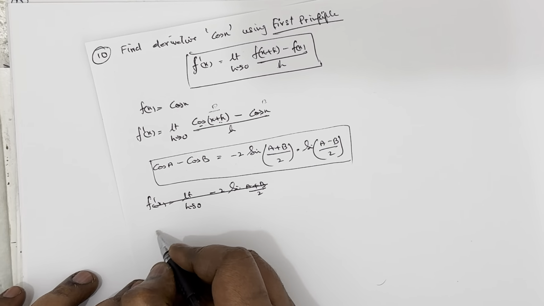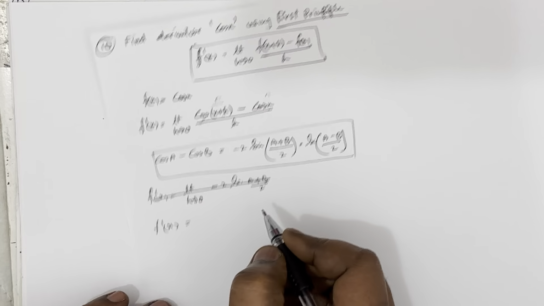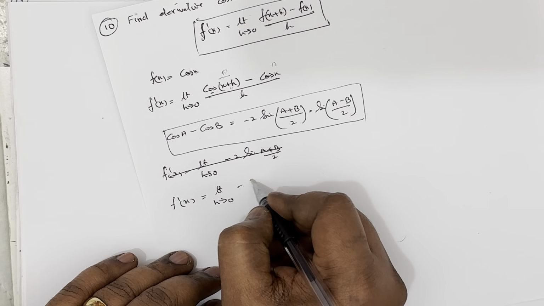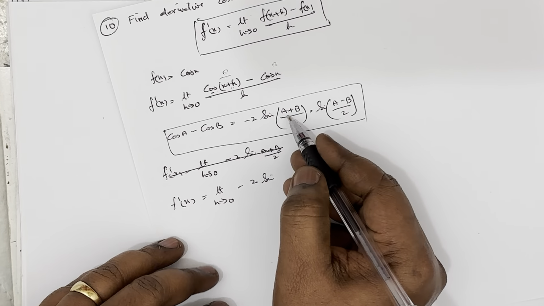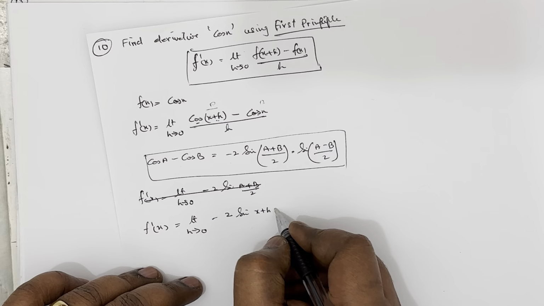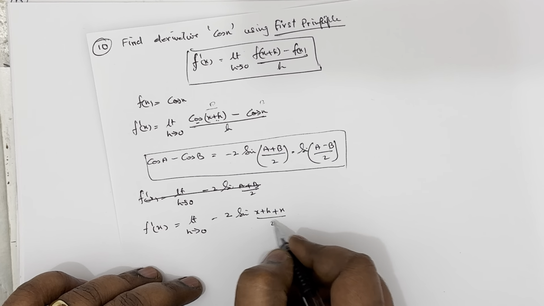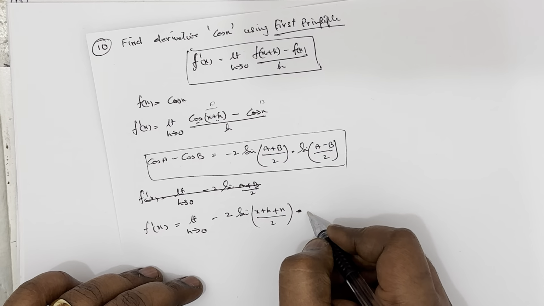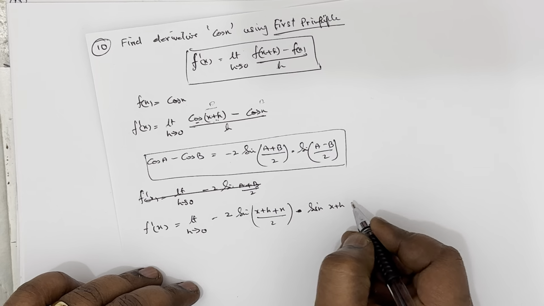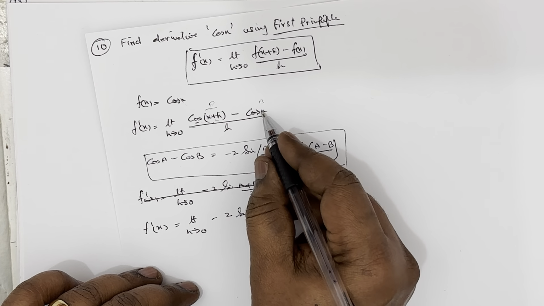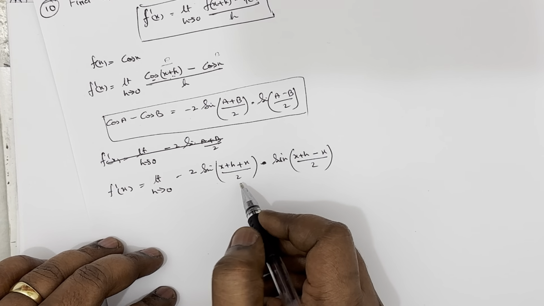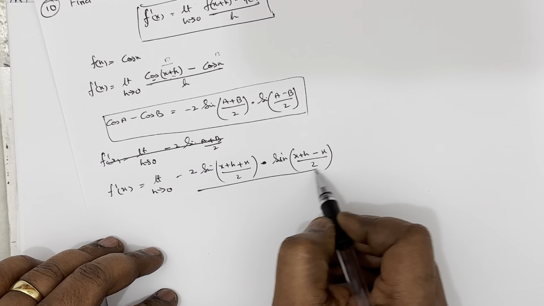So f dash of x is equal to limit h tends to 0 minus 2 sine, now a is this one, x plus h, b is this one, plus x upon 2, multiplied by sine a minus b, now a is again this one, x plus h minus b is this one, x upon 2, that's it, whole divided by h.